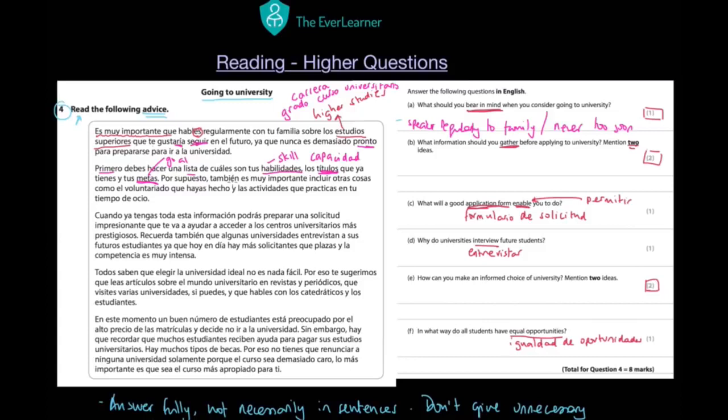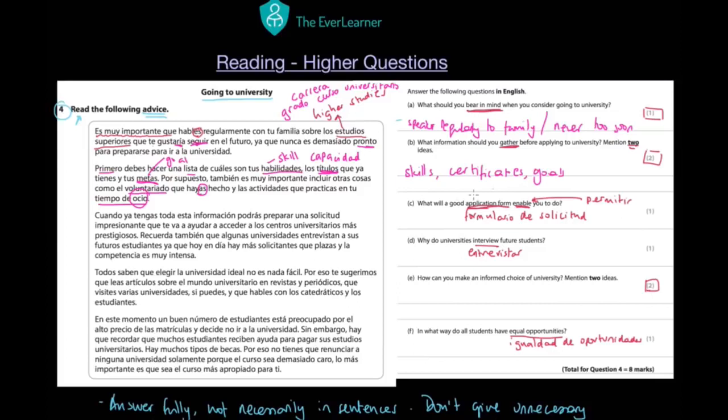Por supuesto, también es muy importante incluir otras cosas como el voluntariado, volunteering, que hayas hecho, notice, volunteering that you have done, another subjunctive, y las actividades que practicas en tu tiempo de ocio, the activities that you do in your free time. Notice how they use here tiempo de ocio, leisure time, they haven't used tiempo libre, okay, meaning the same, but they've gone for this expression, ocio, which may be a little bit more challenging than tiempo libre. So, what information should you gather? Mention two, so you need to make a list of your skills, certificates or goals. Okay? Skills, certificates or goals.